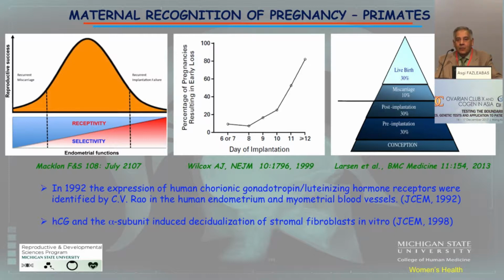And many years ago, work from C.V. Rao and other groups had shown that in endometrial tissues, there are the receptors for the chorionic gonadotrophin in the endometrium, and that it does play a role in vitro with regards to regulating the decidualization process and also regulating some of the other responses in endometrial cells in vitro. Now, the issue, of course, is that how do you do these sorts of experiments in the human, because it's almost impossible to try to mimic what we do in other species, particularly with domestic species.